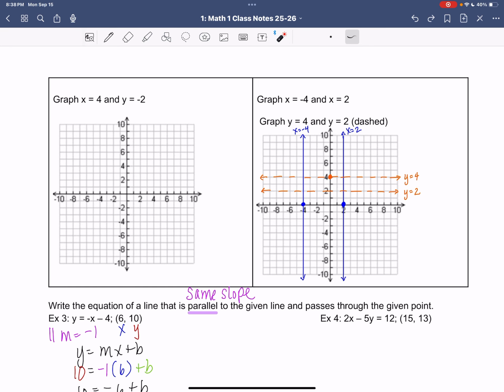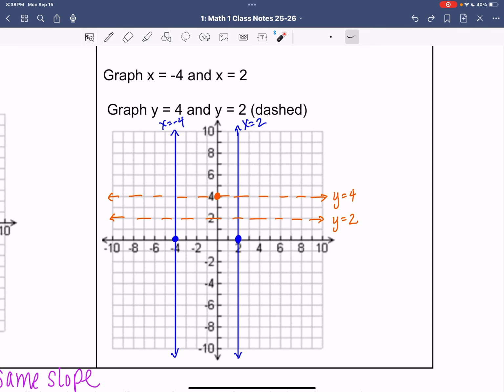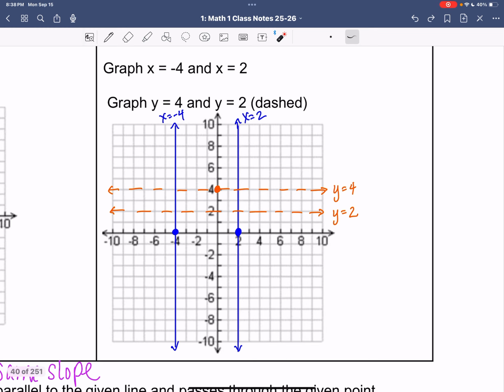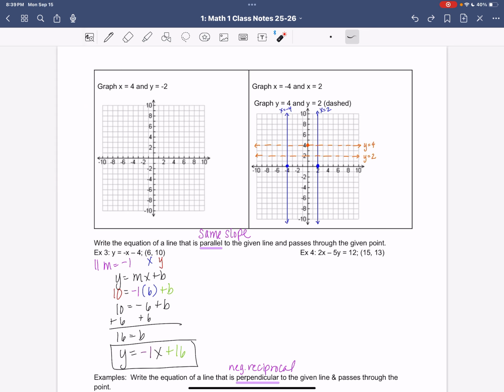All right. Now, I did this one for you, but you're going to have to do that one. So just because we had multiple things to graph on here, all I did was graph x equals -4. So it crosses the x-axis at -4. And then x equals 2, so it crosses the x-axis at 2. Then it says graph y equals 4, and those are my dash lines. So I've got it crosses the y-axis at 4. And then y equals 2, so it crosses the y-axis at 2. And if you notice, these are perpendicular to each other. So again, go ahead and graph those to see what happens.